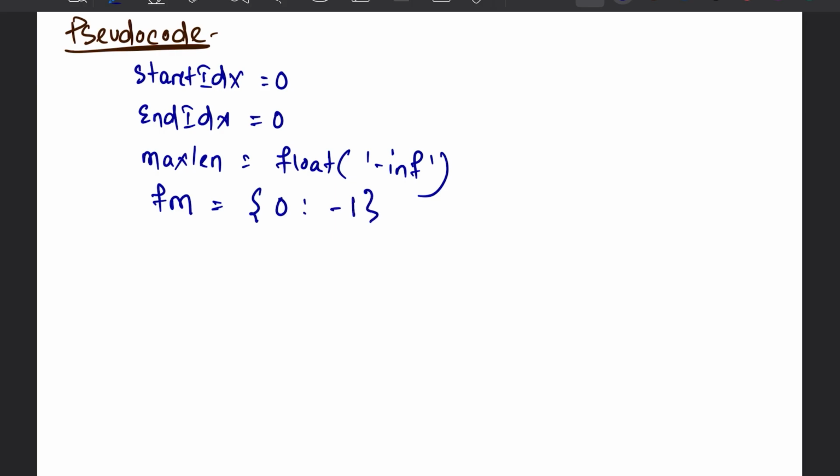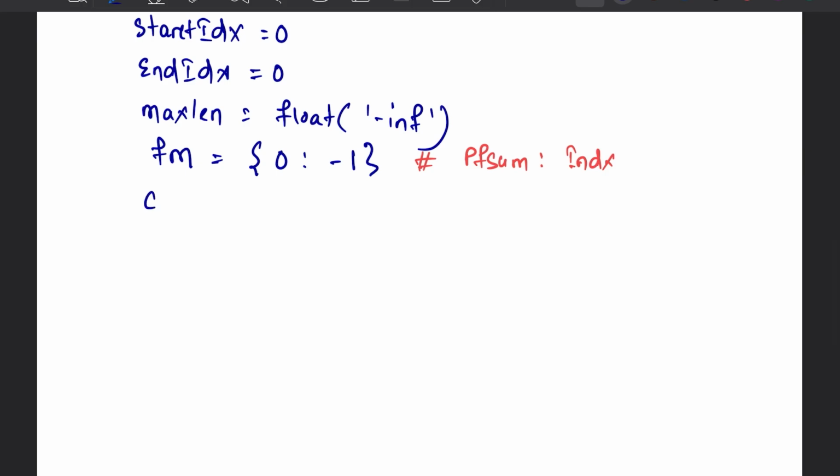Okay, this is the prefix sum and this is the index. So either we can define this index as -1 or anything greater than or equal to length of the array. Okay, now current sum, so far, since we have not yet started, it is 0, right? Now we will start looping through the array.